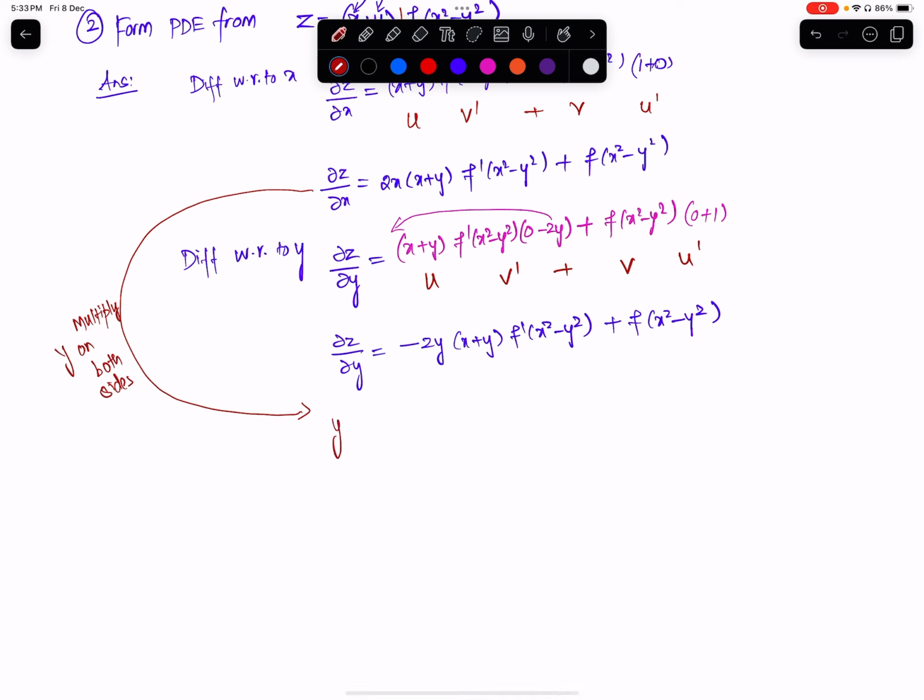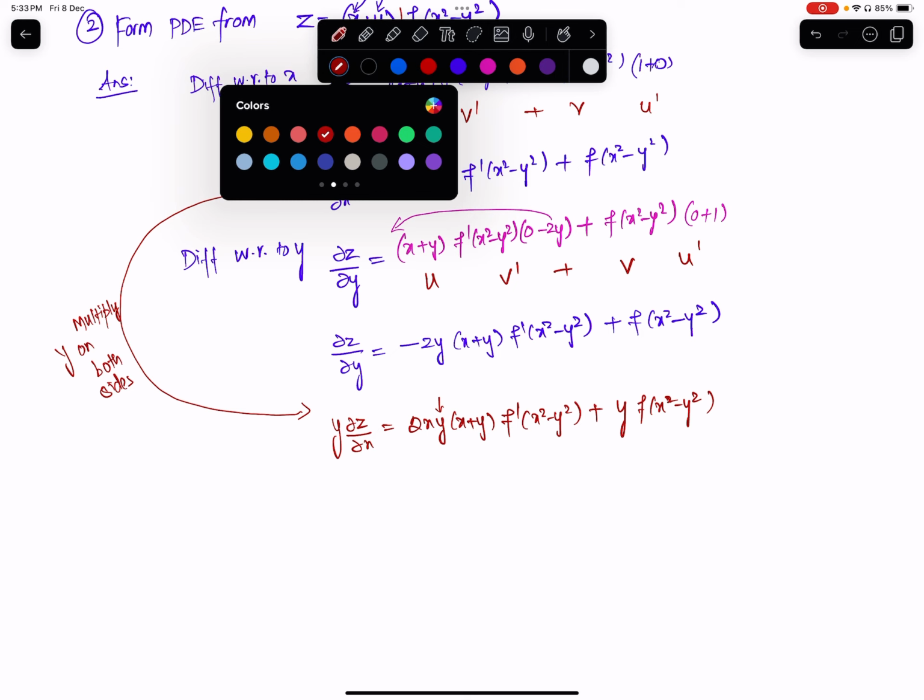So what will happen? It is y ∂z/∂x equal to 2xy. See here I put y. Then (x plus y), the remaining I write as it is, f' of (x² minus y²). In the second term also, y f of (x² minus y²).